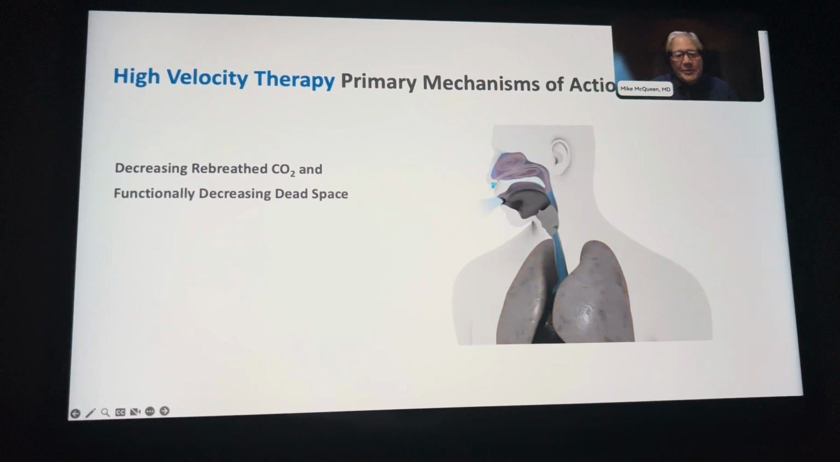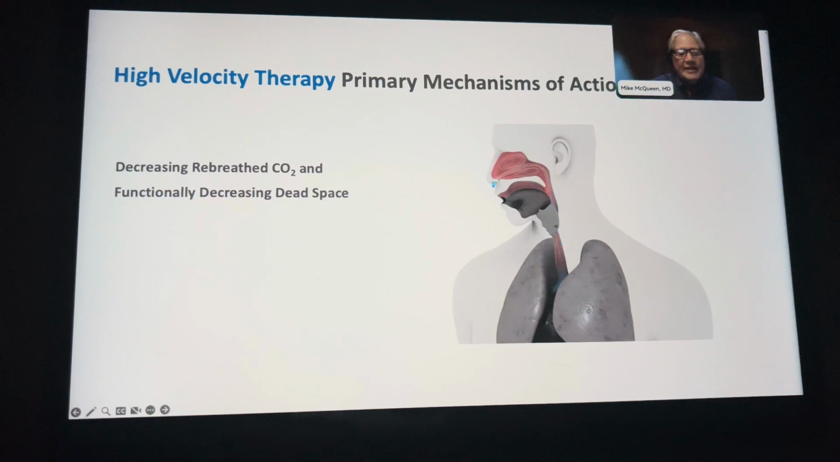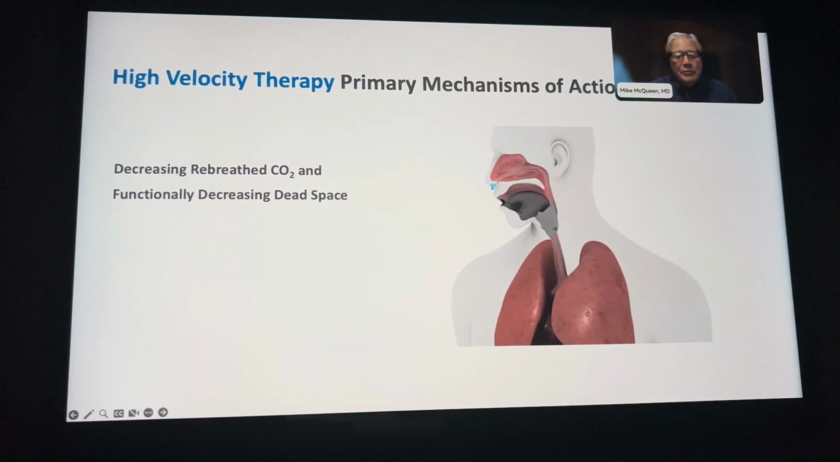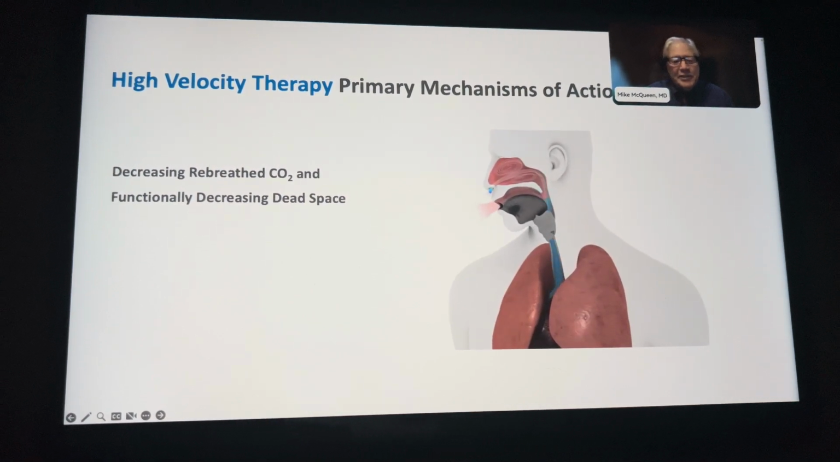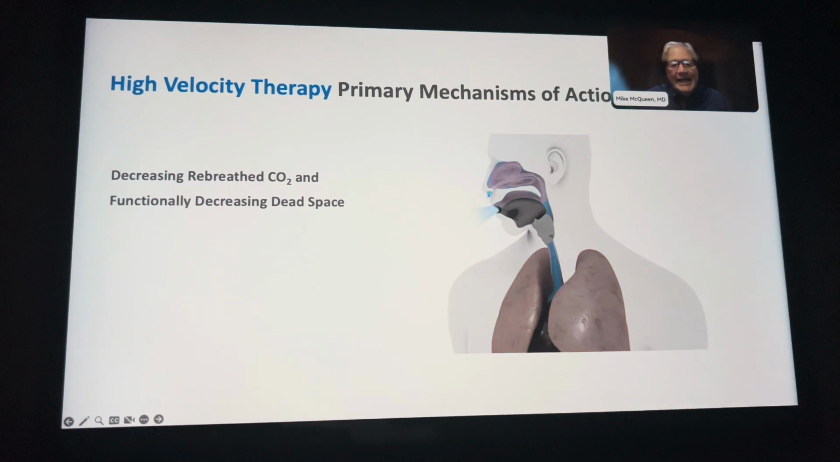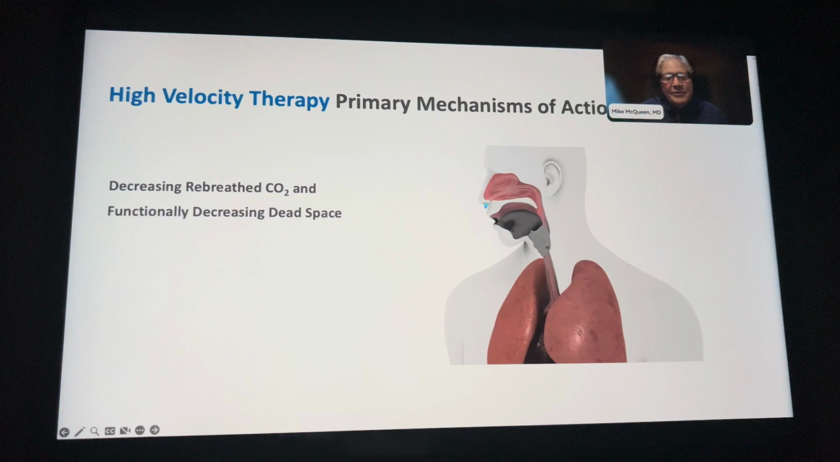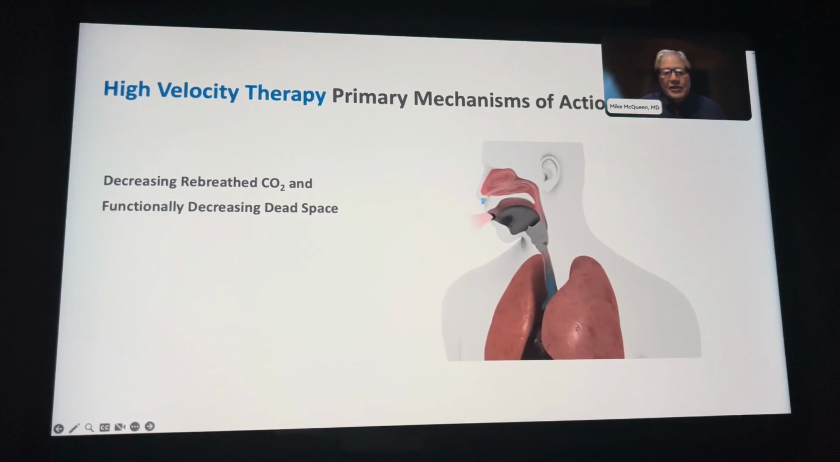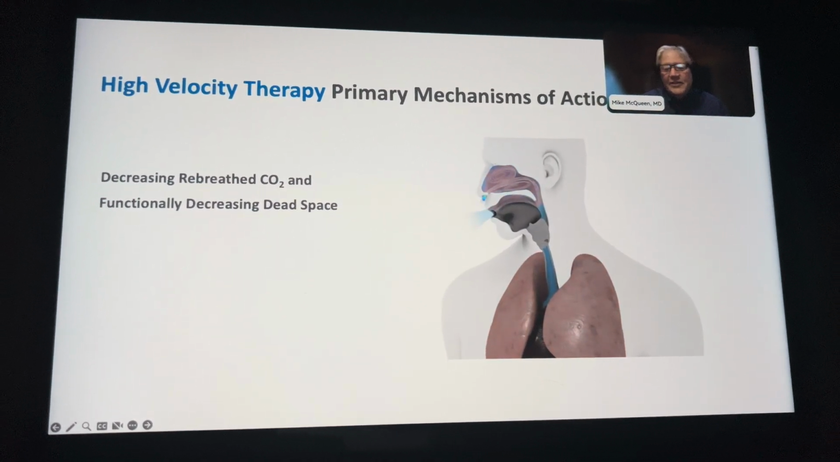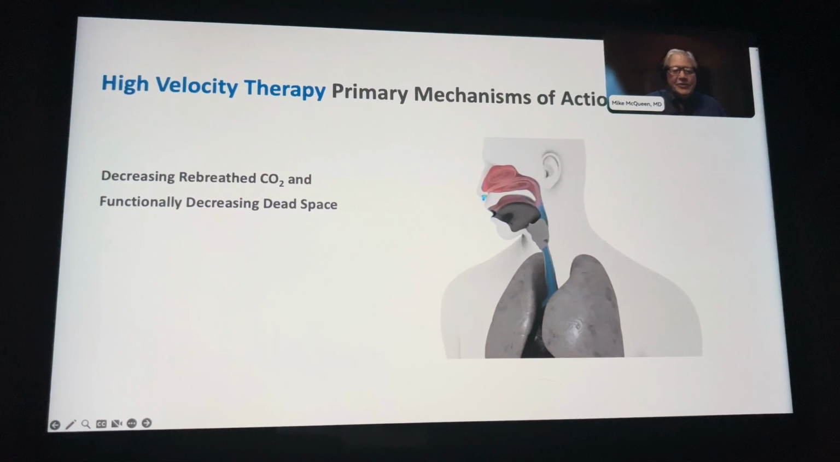Remember, the respiratory dead space has an extrathoracic component, that is the nasopharynx, the hypopharynx, the oropharynx, all of the airway space above the glottis, and an intrathoracic component, that is below the glottis, the trachea, the main stem bronchi, and some 16 generations of airways before you get to the alveolar spaces where gas exchange occurs.